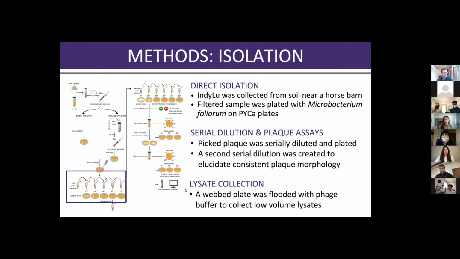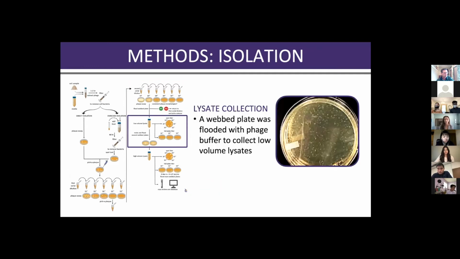A serial dilution and plaque assay was created by picking one of those plaques, and a second serial dilution was conducted to analyze plaque morphology and verify consistency. Webbed plates from this plaque assay were flooded with phage buffer to collect low volume lysates, and a titer was calculated. We used webbed plates for this purpose to maximize the concentration of phage in the lysates.